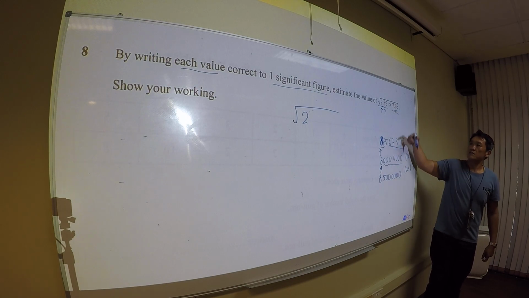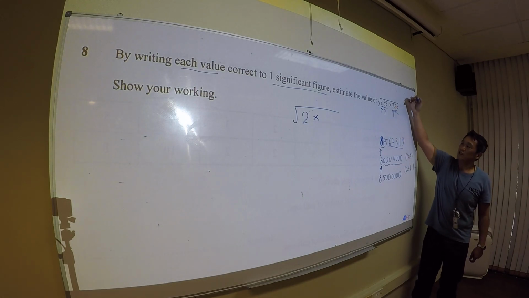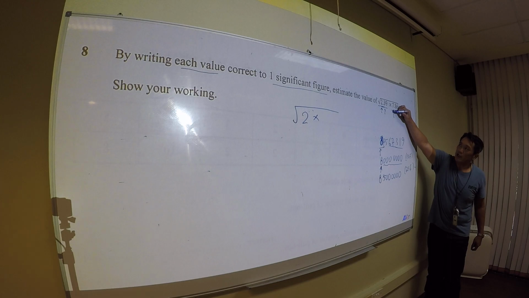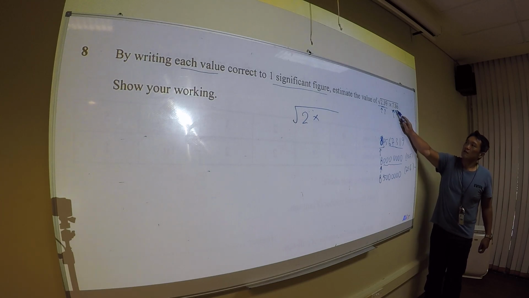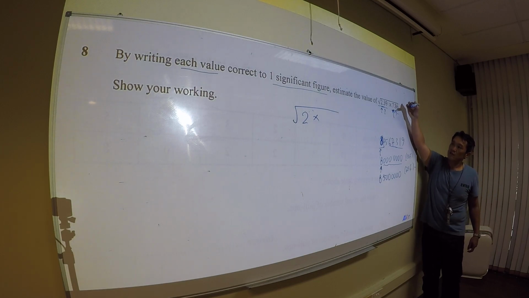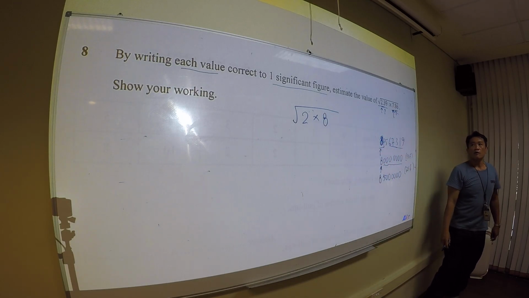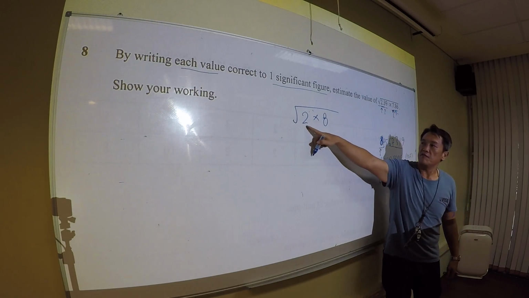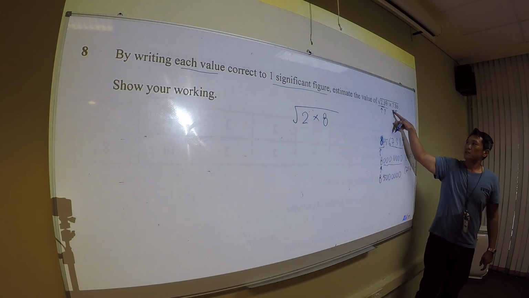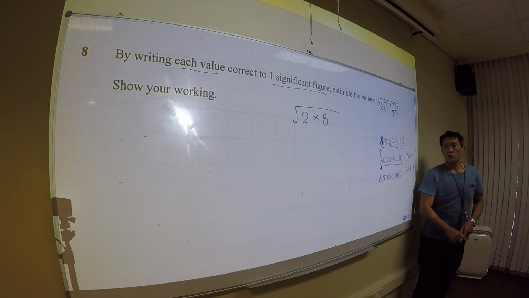Then 7.86, also same. I only want one significant figure, so I want this number. But to determine whether I need to round up, I look at the next one. 0.8. 8 is larger than 5 already, meaning 7.86, if I want to round it off to just one significant figure, it is roughly 8. I need to round this up. So 2.39, one significant figure is 2. 7.86, one significant figure is 8. So that is what they are expecting you to do.